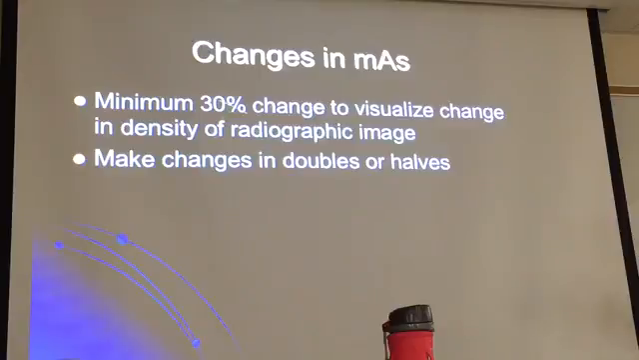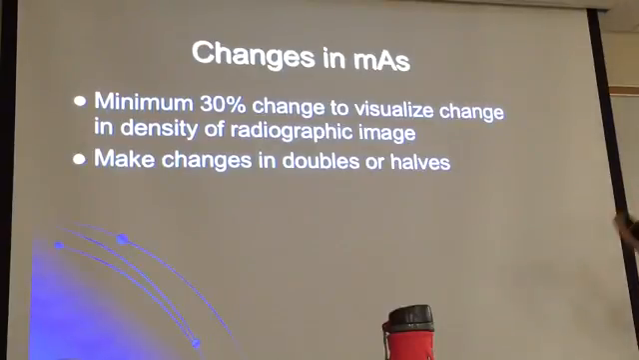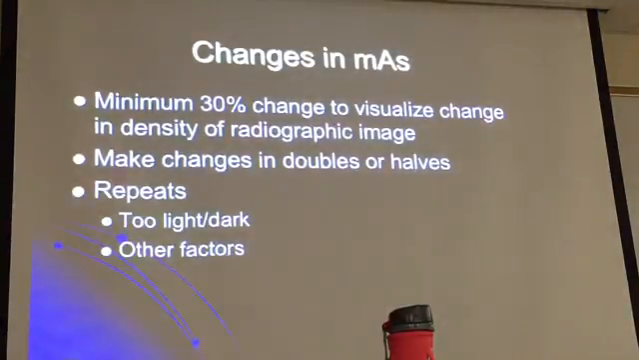So changes have to be about 30% to be detectable with the densitometer. For the naked eye, you need to change it about 50%. If you have a radiologist or a senior tech, when you make changes of about 30%, they begin to see changes. But for techs who've been techs for maybe five years or less, your eye is not there yet.